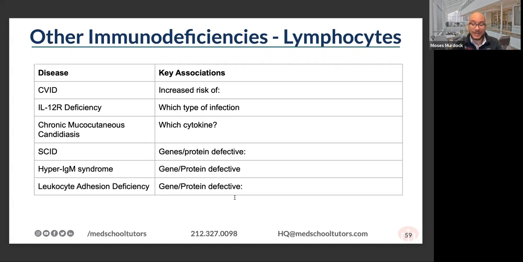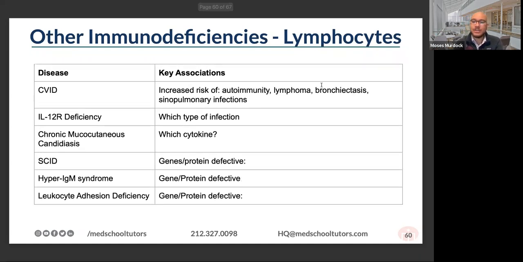Autoimmune, I love it. Yes, absolutely. While folks are thinking, lymphomas, absolutely. Lymphoma and autoimmune diseases. While you all are thinking of other associations, recall that this is due to a defect in B-cell differentiation. We actually don't really know the genetics all that well. Sinopulmonary infections, absolutely. And when you have chronic sinopulmonary infections, you can have bronchiectasis, right? So it's exactly as you all said, increased risk of autoimmunity. You have lymphoma, bronchiectasis, and sinopulmonary infections.